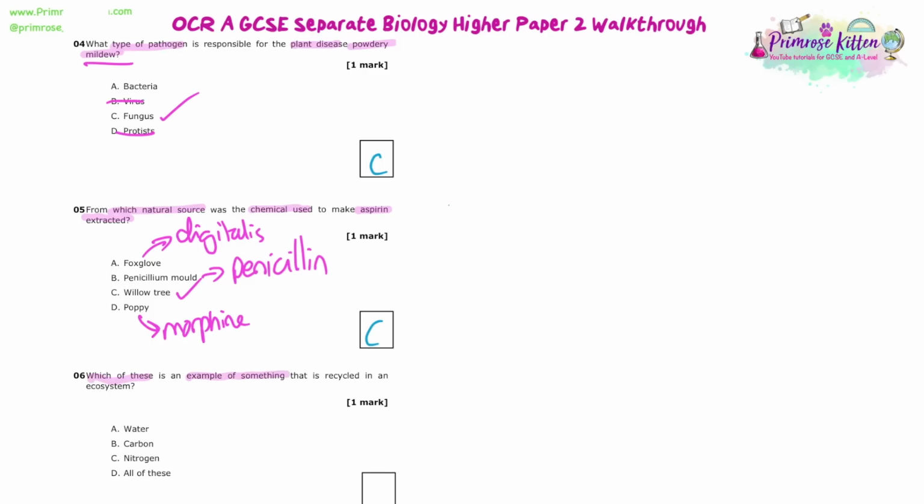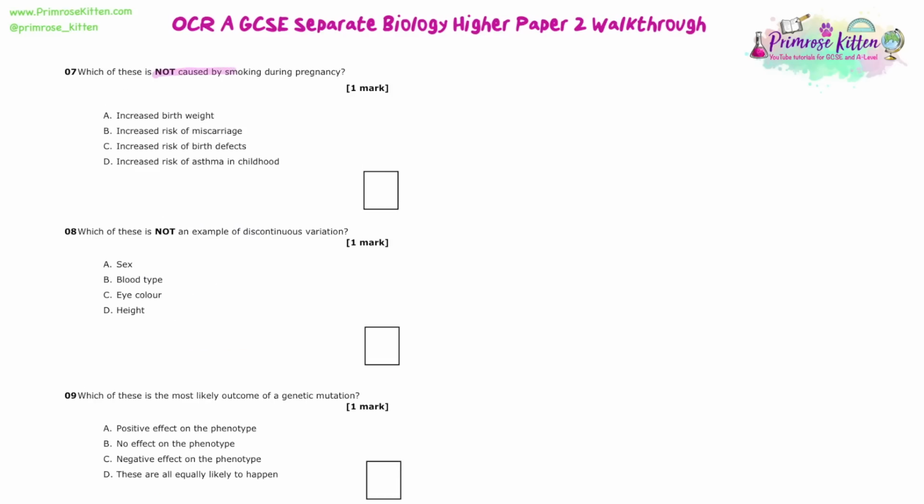Which of these is an example of something that is recycled in an ecosystem? So basically, which of these takes part in some kind of cycling or recycling? So is there a water cycle? Yes. Is there a carbon cycle? Yes. Is there a nitrogen cycle? Yes. So it is D, all of them. Question 7. Which of these is not caused by smoking during pregnancy? Okay, so smoking during pregnancy is related to a few things. Not increased birth weight.